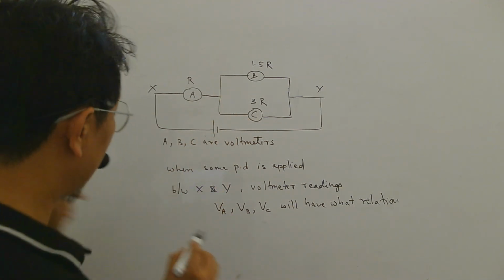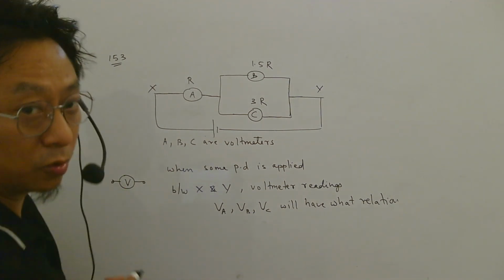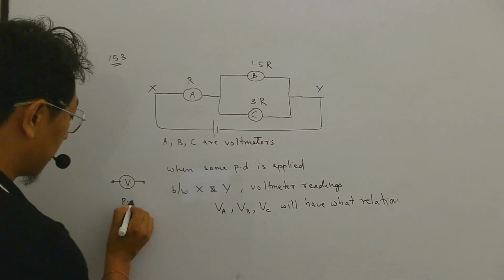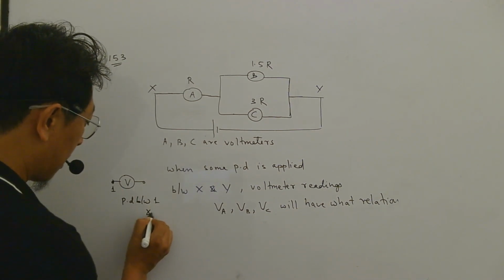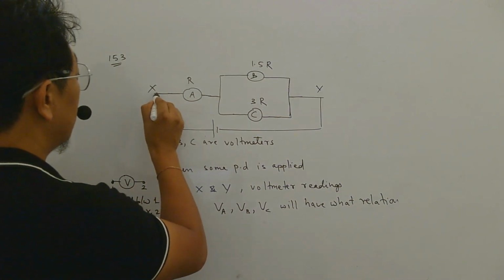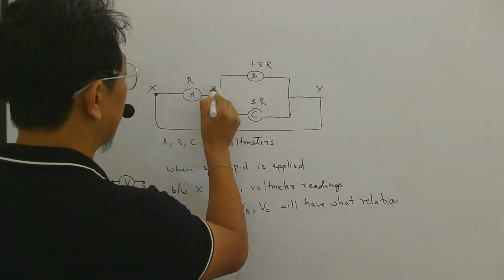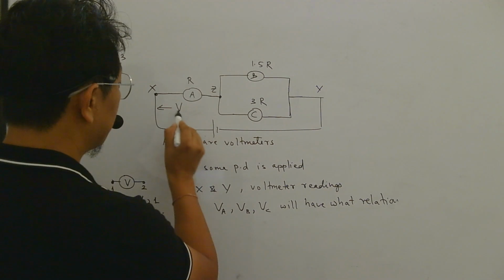Now voltmeter reading means what I told. If there is a voltmeter and you want to know the reading of the voltmeter, then it is always the potential difference between this point and this point. Okay, so if I call this point X, already it is mentioned, let me call this point Z. So VA means voltage between X and Z.